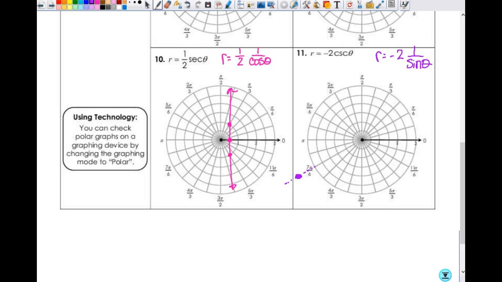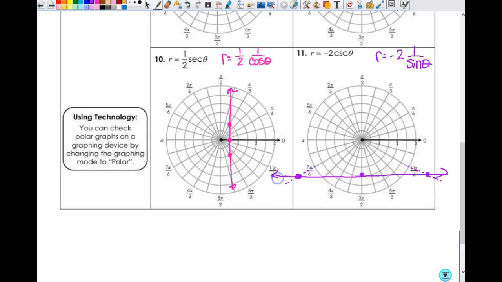So then pi thirds, the sine of that is going to be square root of 3 over 2. I don't want to do that. So pi halves, the sine of pi halves is 1. Reciprocal of 1 is 1. Times a negative 2 is a negative 2. So my radius goes down here to negative 2. I get that point. And then since you've got symmetry, I would definitely extend that line, because if not, there's no telling where my point would be. But you got that. So you've got your 3 points, and you can draw your line.